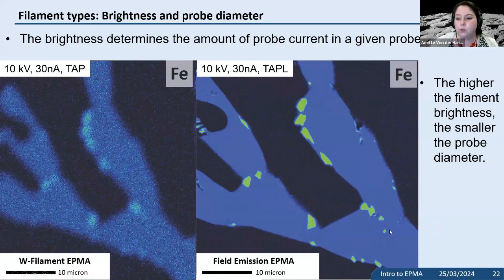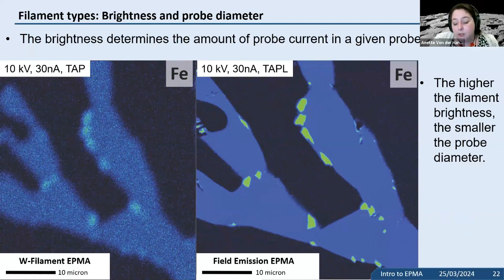The other thing that you see is that there's much less noise, and that has nothing to do with the field emission versus tungsten, but the fact that modern instruments also have more sensitive crystals, more high intensity crystals, and so you get a much better peak to background. And again, these two maps were acquired at the exact same conditions, same count time, same current, same accelerating voltage. So it really shows what a difference it can make going to a more modern instrument.